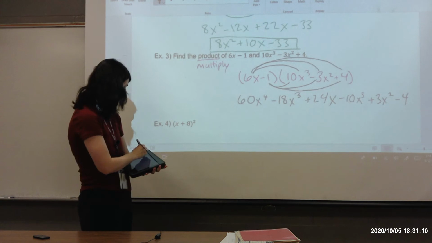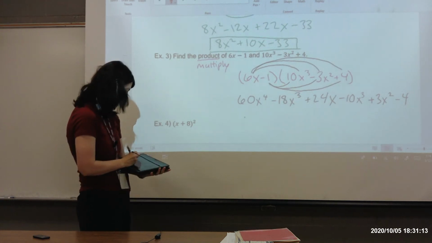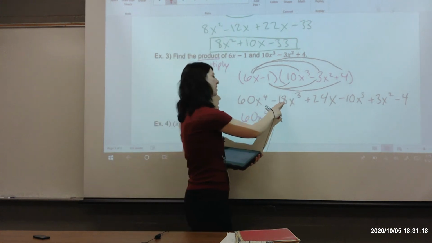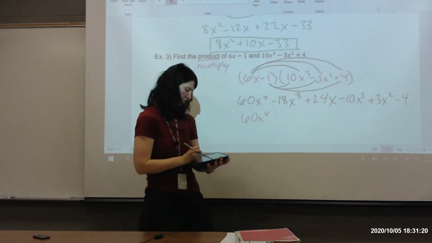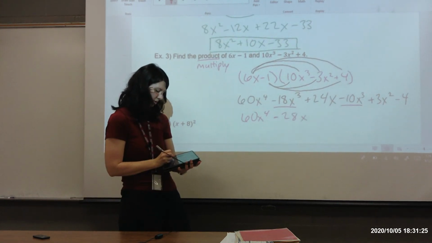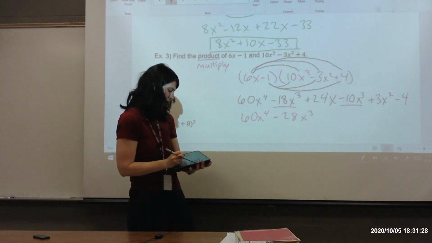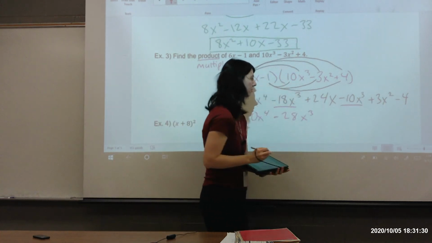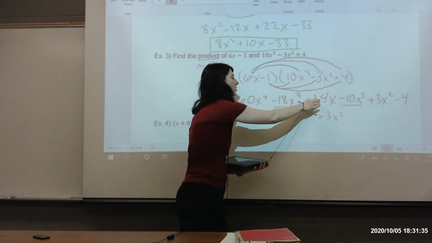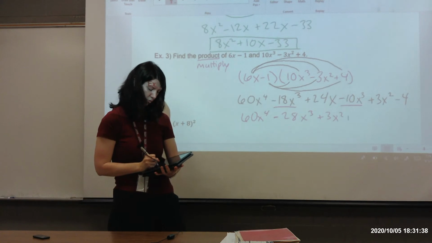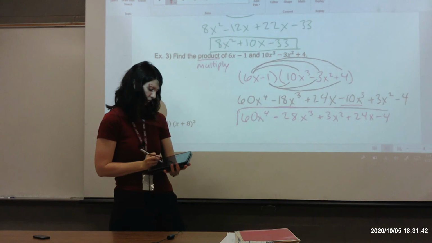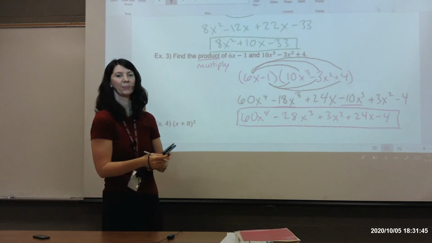So it looks like we have a 60x to the 4th, and that's the only x to the 4th. Now I'm going to look for x to the 3rd. We've got negative 18 and negative 10x to the 3rd here. So negative 18 and negative 10 would be negative 28. We've got an x squared here. We only got one of those. So 3x squared. We've only got one 24x. So only one x. And only one constant. And there we are. Okay.